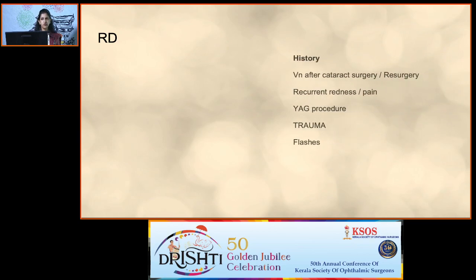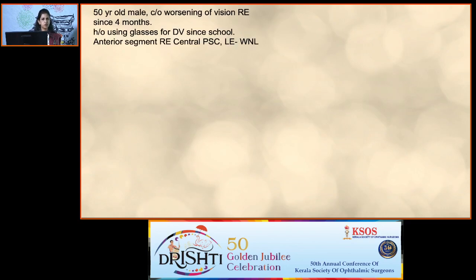So in RD, you need to ask in the history the vision after cataract surgery, if it was good, recurrent redness pain which may indicate a uveitis, YAG procedure, trauma and flashes. Then the other thing is types of RD, the risk factors, ocular and systemic, Lincoff's rule definitely, and treatment options.